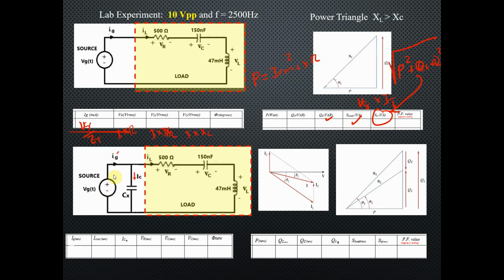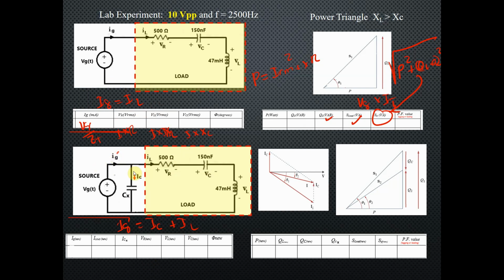Now, after I put the capacitor, let's analyze the circuit. After I put the capacitor, we have IG prime is equal to the vector IC plus the vector IL, right? In this case here, at the top, IG is equal to IL, but here, IG is equal to vector IC plus IL, right? There is a difference. So, what happened?